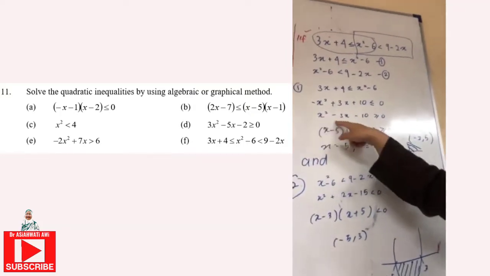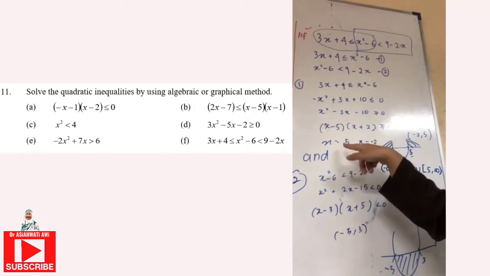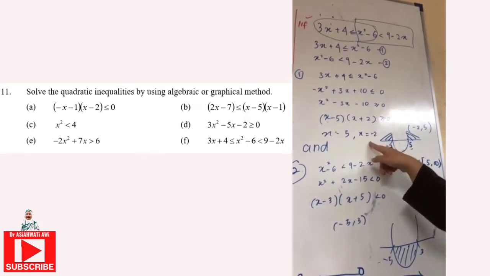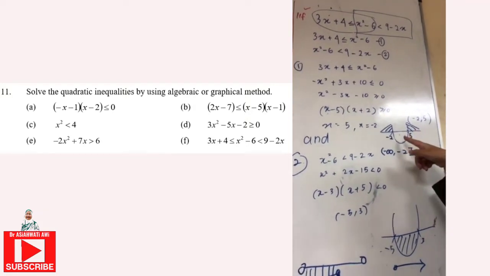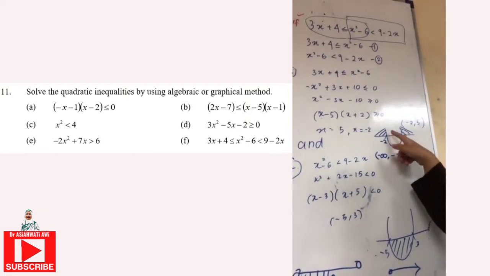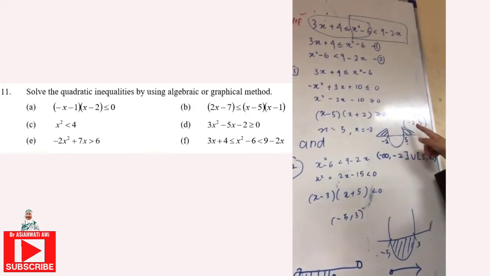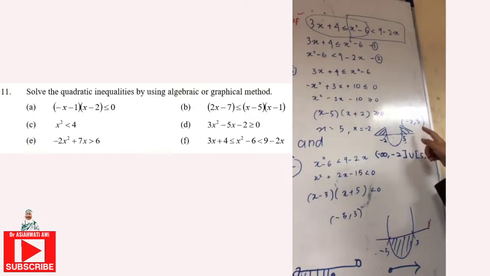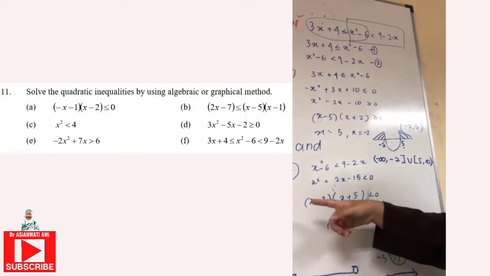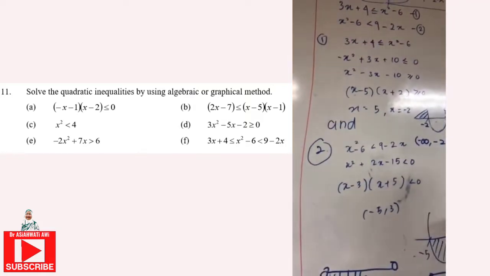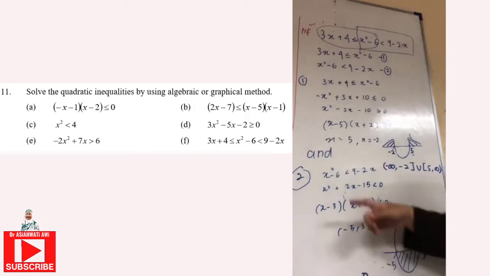Lepas tu kita selesaikan benda ni. Dapatlah X tolak 5, X tambah 2. Dapat 5 dengan negatif 2. Lepas tu kita buat graf ni. Sebabkan dia positif, so dia graf yang macam ni. Smiley graph. Lepas tu, dapat negatif 2.5 ni. Lepas tu untuk persamaan. No, no, jawapan dia bawah tu padam. Padam tu. Dapat jawapan dia ni. Yang padam. Lepas tu. Kenapa dia, yang tu?